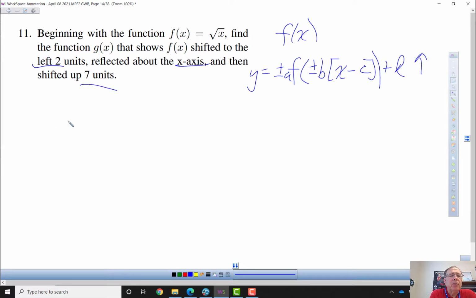So we're going to have g of x. We're going to shift left 2 units, so that's going to be the square root of x plus 2. So my c is negative 2. Reflected about the x-axis, so put a negative in front of the whole function, and then shifted up by 7 units. So that's my final answer.